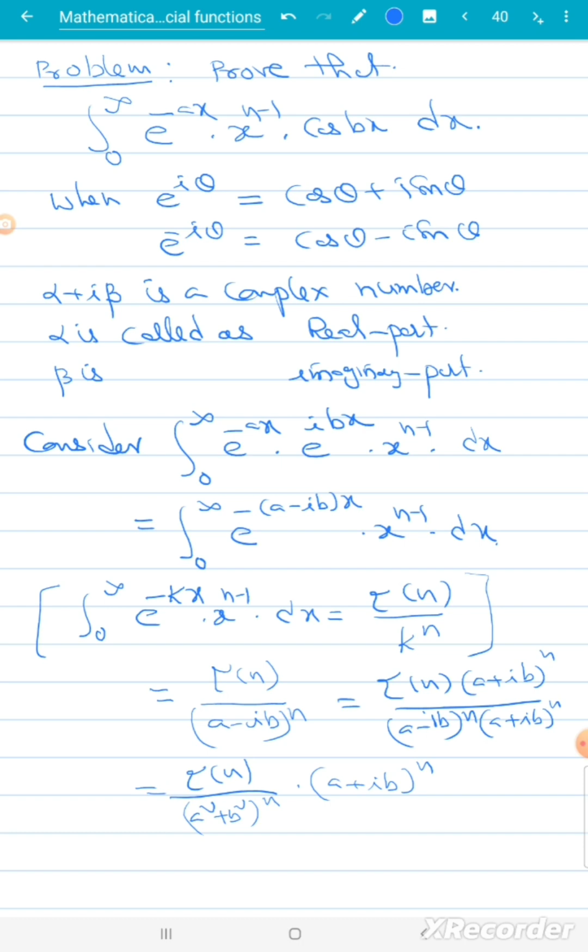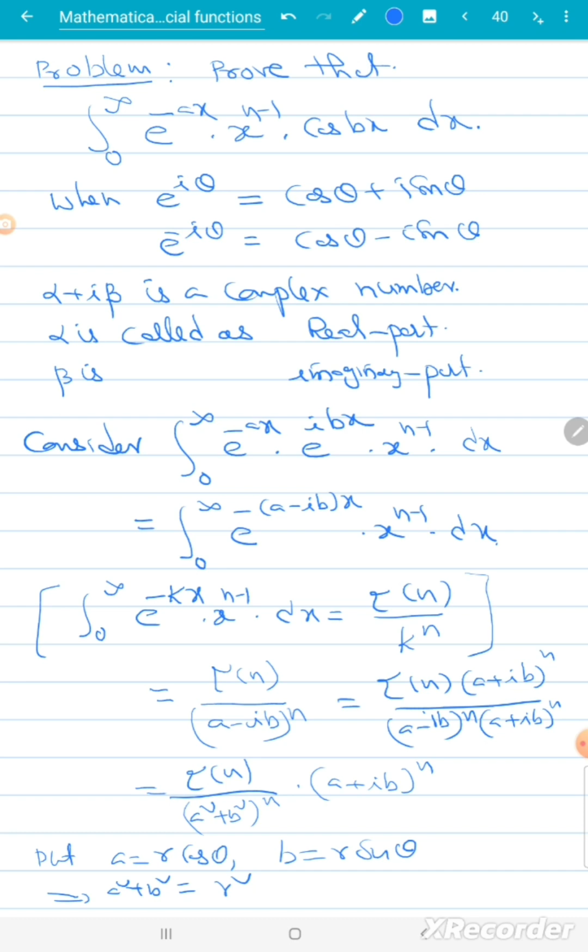So put a equal to r cos theta and b equal to r sin theta. This implies that a square plus b square is equal to r square cos square theta plus r square sin square theta, which is equal to r square.